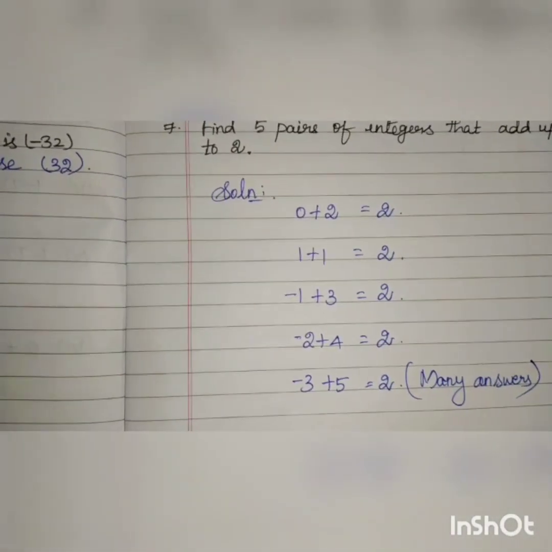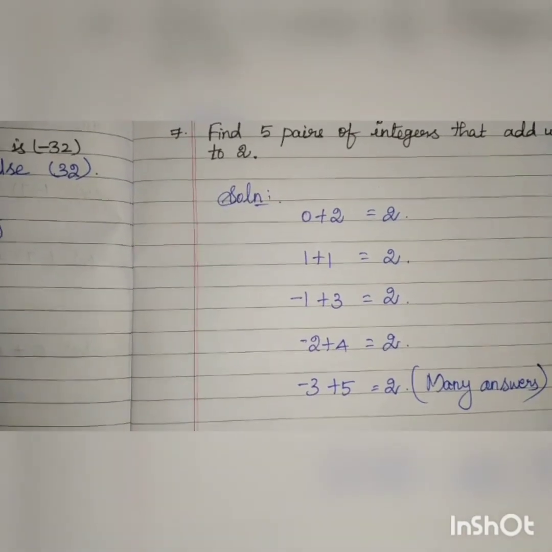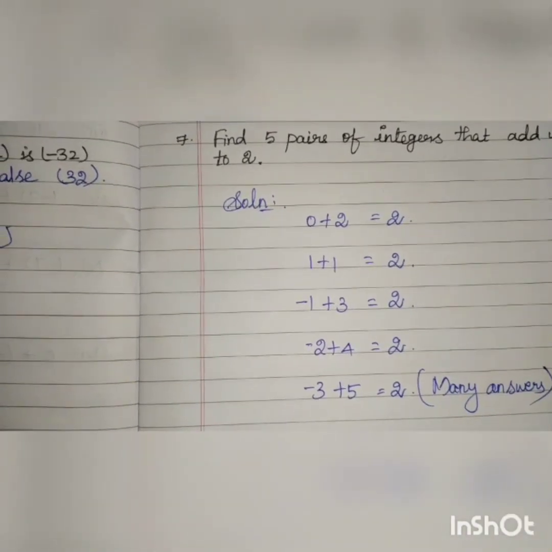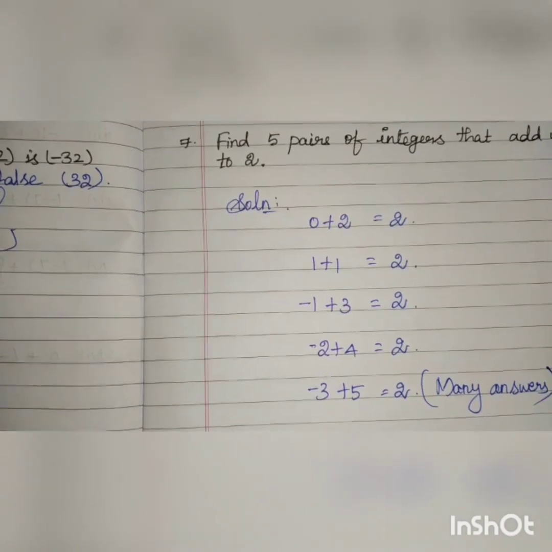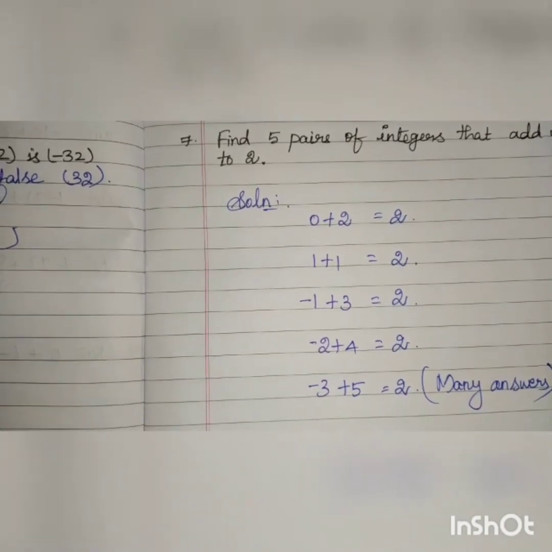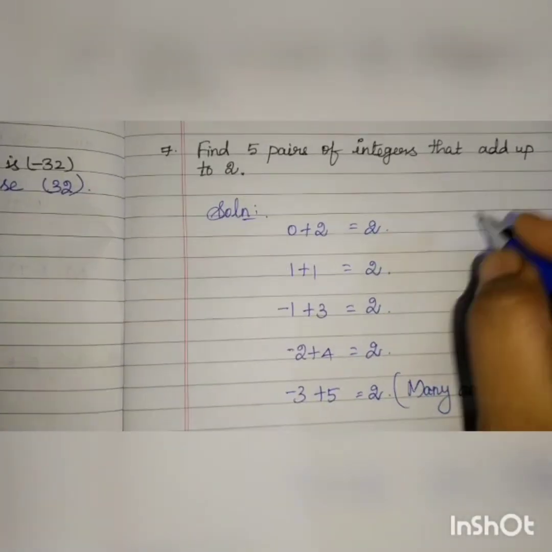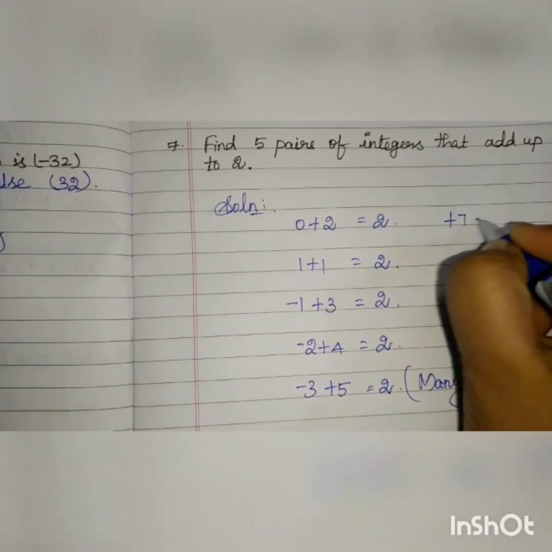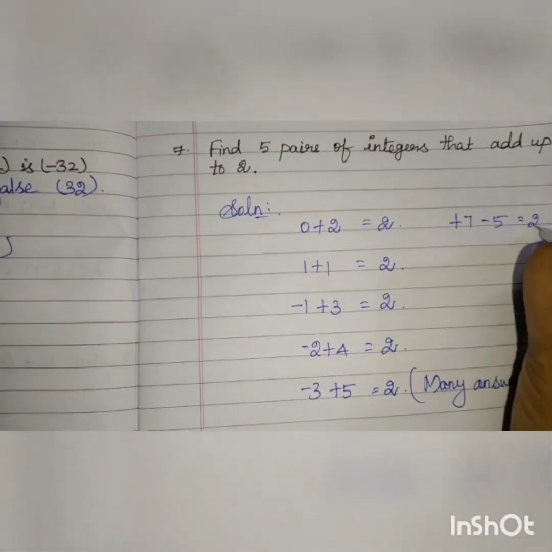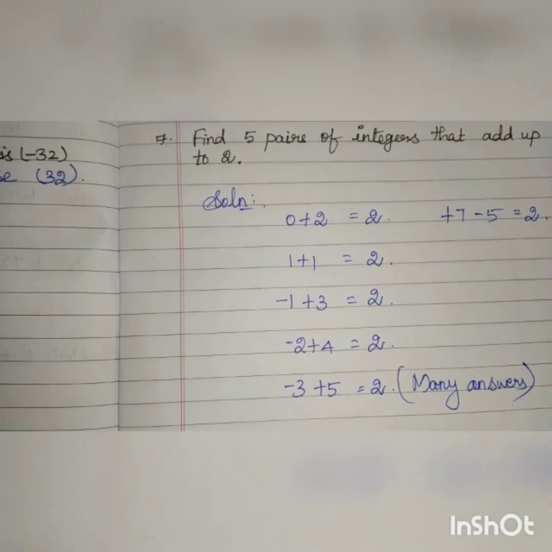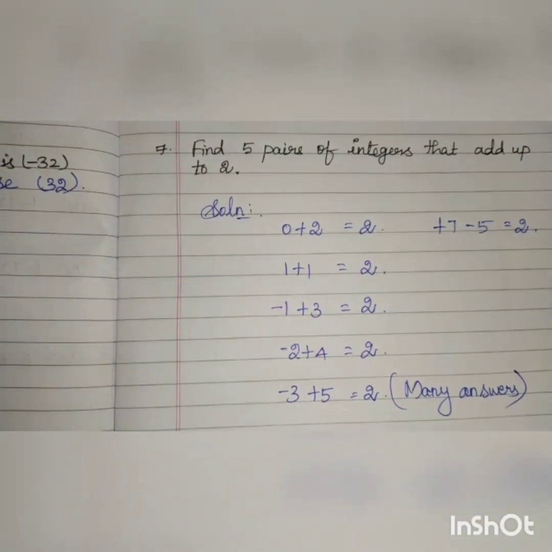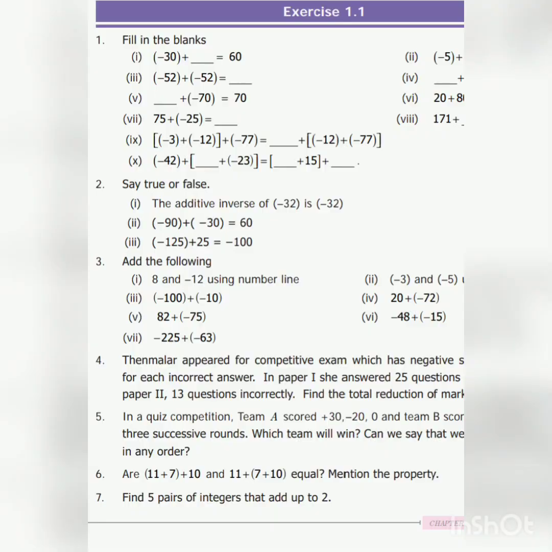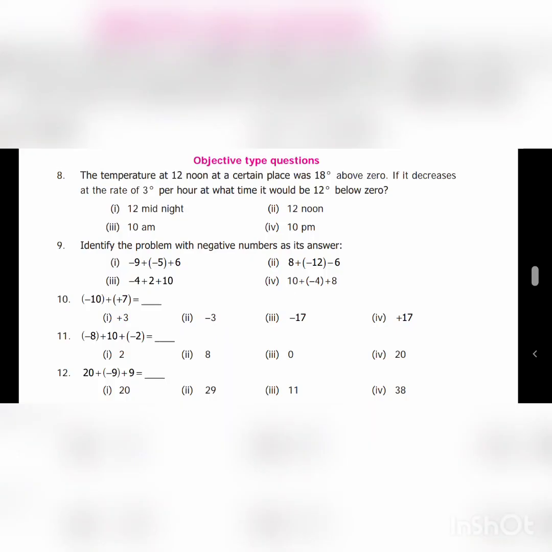Okay, are you clear up to this? Any two numbers, if we add, we will get the answer 2. For example, plus 7 minus 5 equals, what will come? Plus 7 minus 5, I get the answer 2. Like this you can write any 5 pairs. Children, this is your exercise 1.1 page in your book. Now check whether you have written all the 7 sums in your notebook.